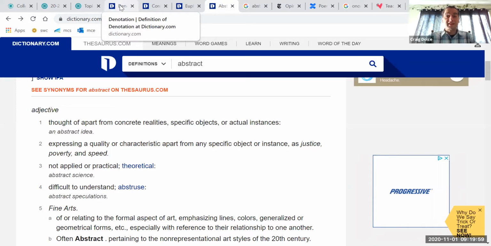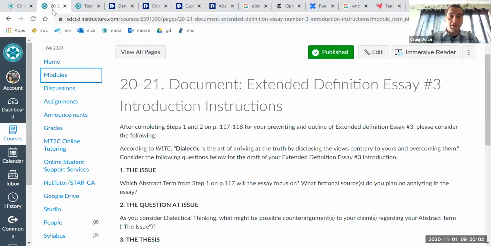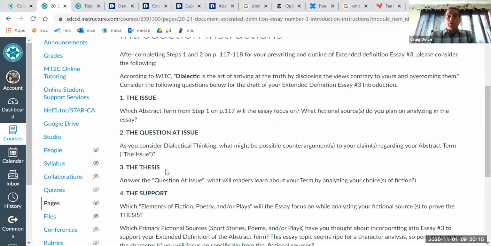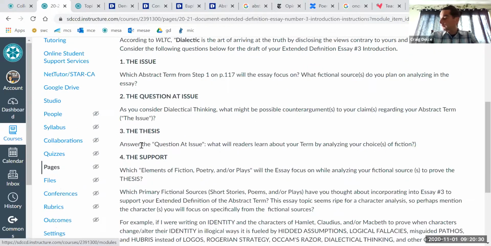That's why it's an extended definition essay. So back to the topic, right? You want to start out by considering the notion of the dialectic, looking at it from multiple perspectives, your issue, right? So once you've determined your issue, the question at issue, what do we learn about blank, your issue? What do we learn about identity by analyzing fiction? Right? What do we learn about your term by analyzing your choice of fiction, right? So the thesis should answer that question at issue. And remember, issue, question at issue, thesis, and support are all listed in our chapter in the book, right?